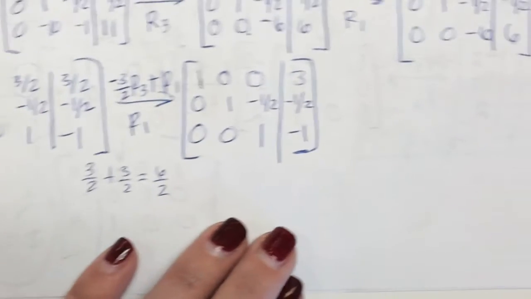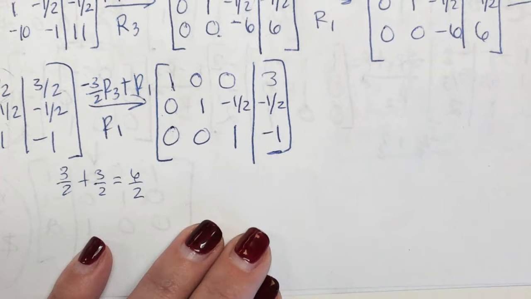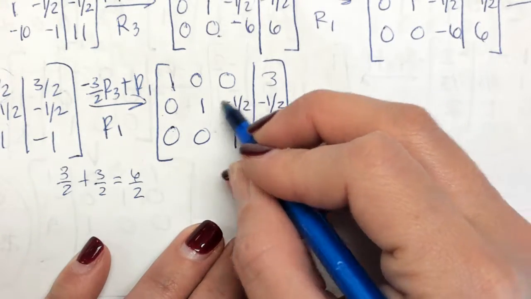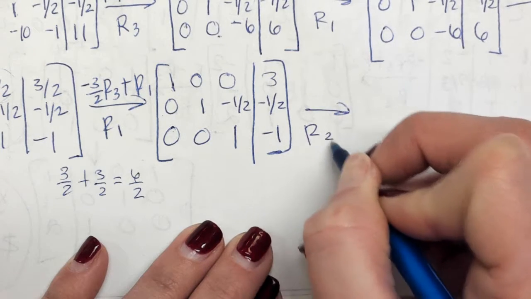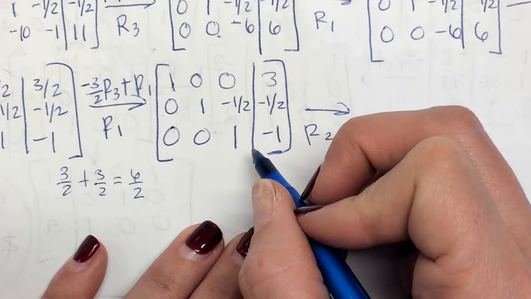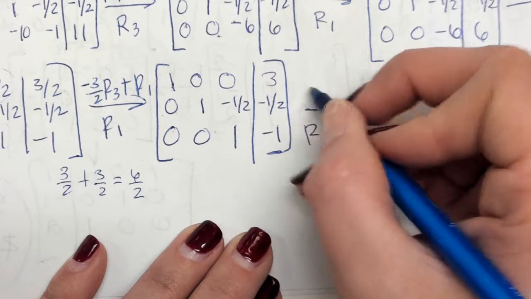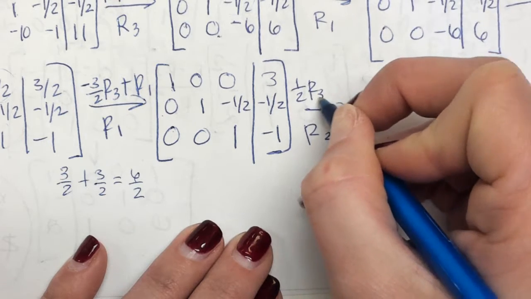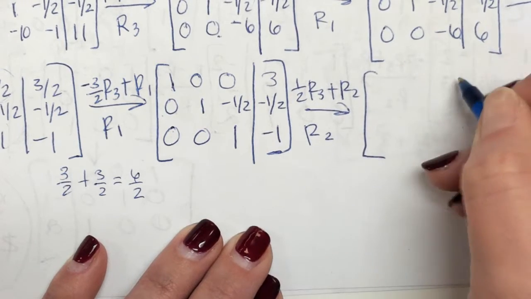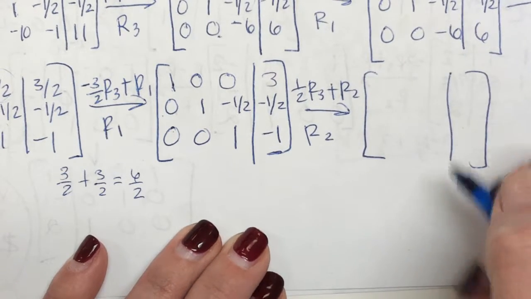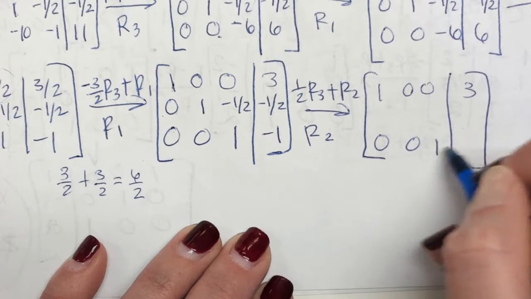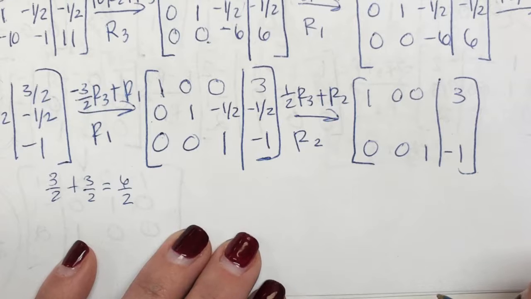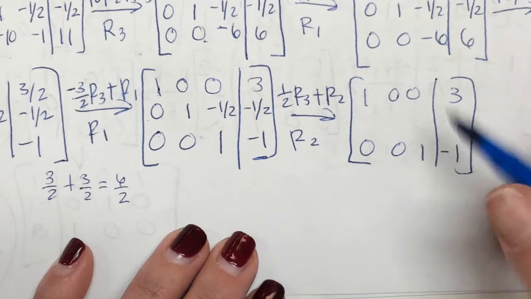Alright, last thing, we need to get rid of the negative 1/2. What row could we use to do that? Look at our numbers this way. 3. We just need to multiply what? Good. Positive 1/2 times row 3 and add it to row 2. Very good. This will be our last one. So you can leave row 1 the same because it's done. It's in identity matrix. We can leave the last one the same. It's ready.